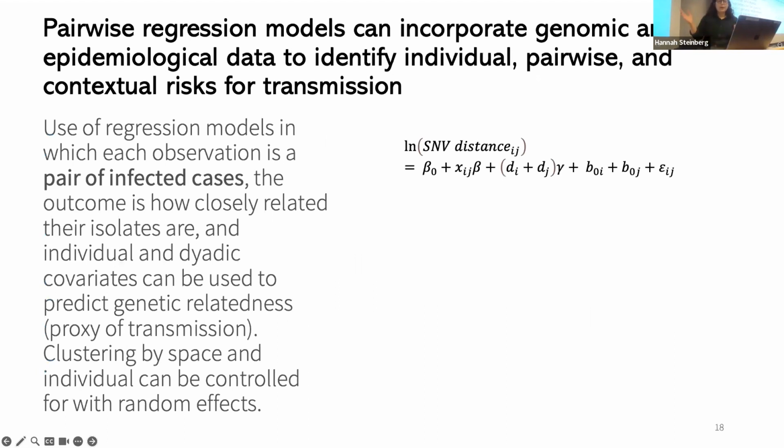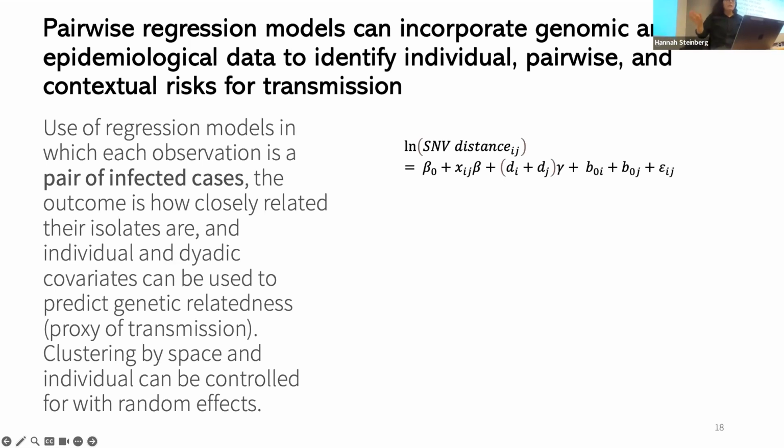So now I present the pairwise regression model, where instead of comparing those infected versus uninfected on the individual level, we're taking everyone who's infected and comparing everyone to everyone else to see how closely related they are, and see what sort of factors are associated with closer genetic distances, basically.